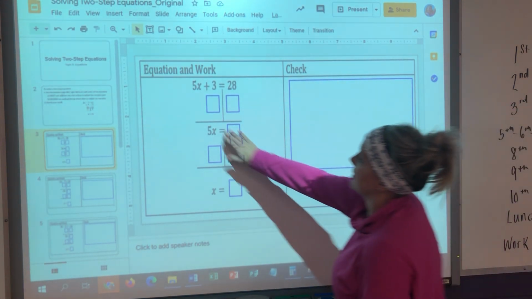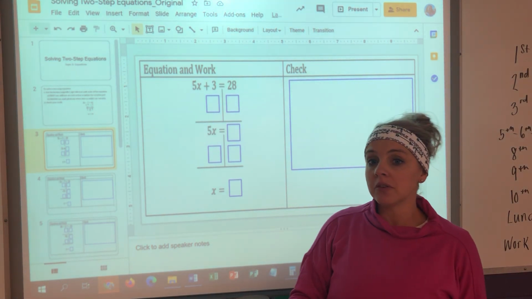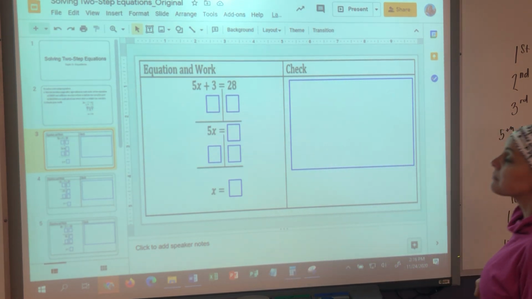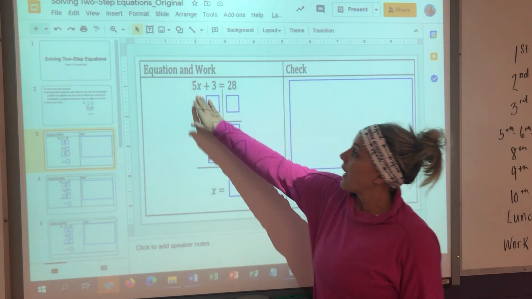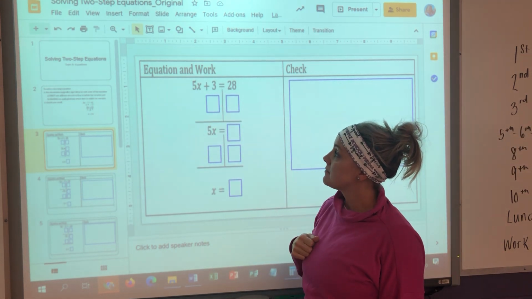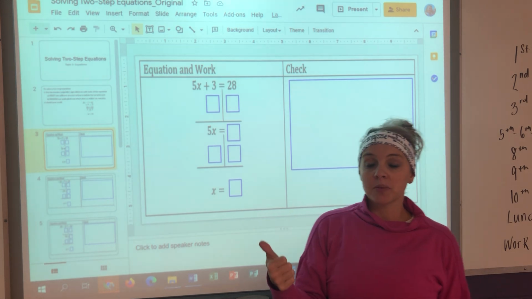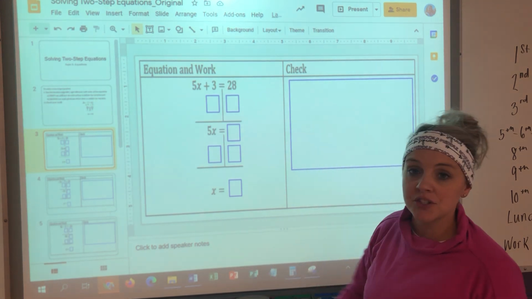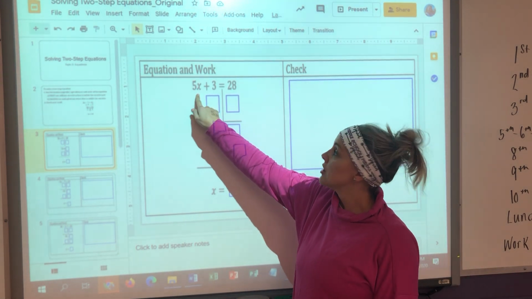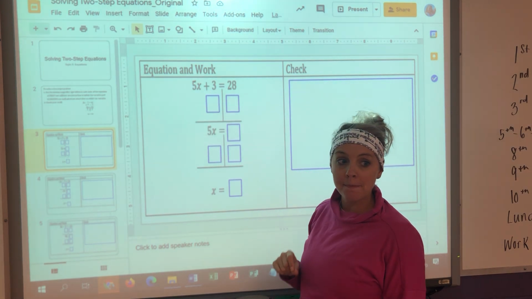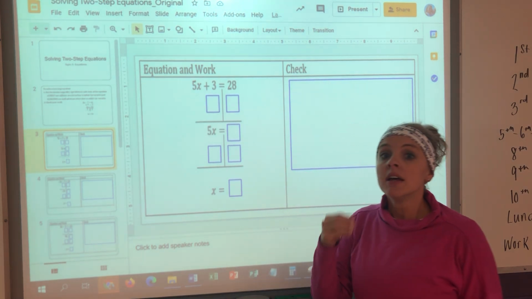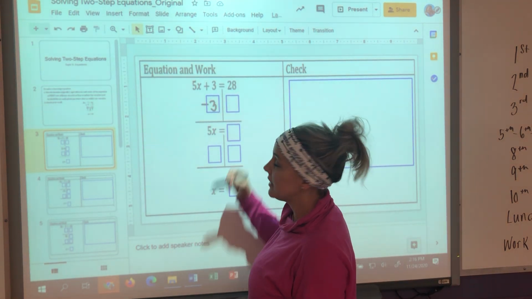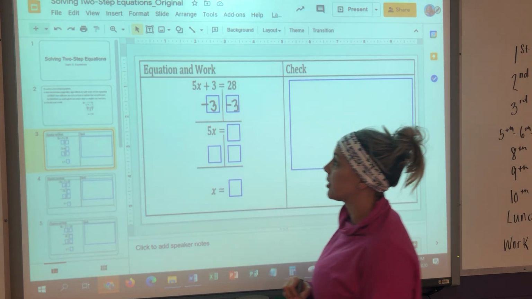These blue boxes, as usual, are text boxes, so as you're following along, you can type in your values here. We have 5x plus 3 equals 28. Again, first we add or subtract, so we look for addition or subtraction. 3 is being added to our variable term. What's the opposite of adding 3? Subtracting 3. So we're going to subtract 3 from our left side, and we're going to subtract 3 from our right side.